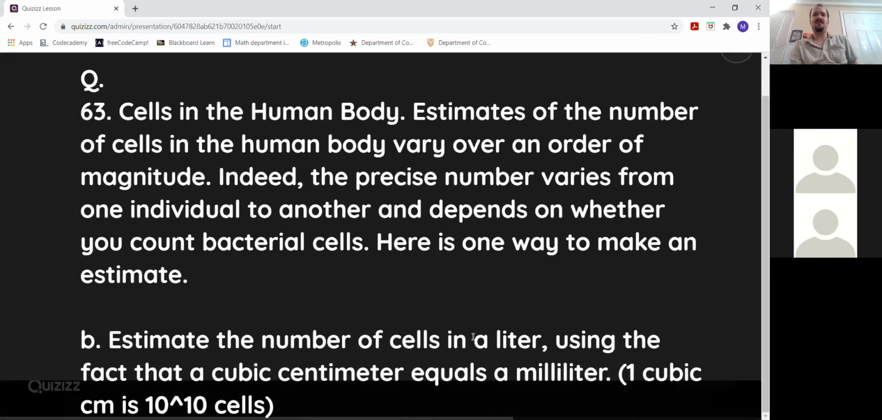Estimate the number of cells in a liter using the fact that a cubic centimeter is equal to 1 milliliter. And we know 1 cubic centimeter is 10 to the 10 cells.